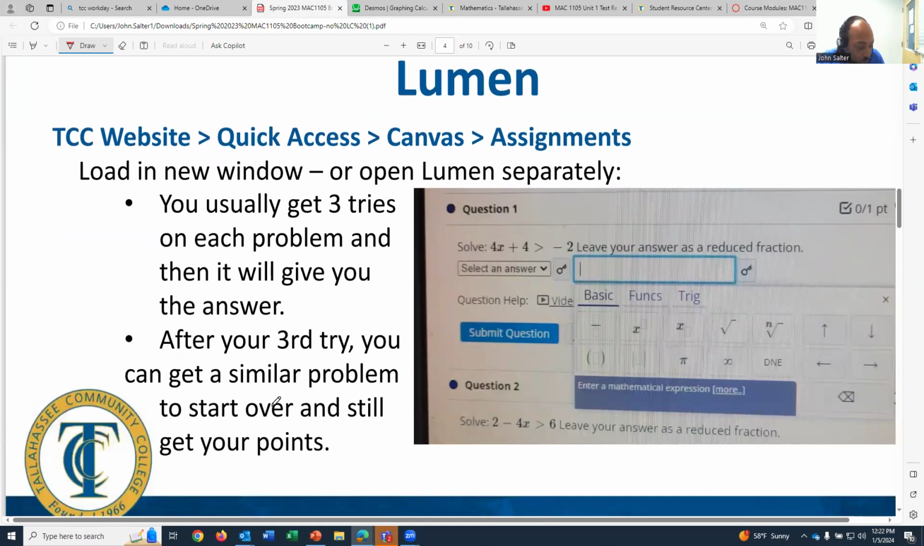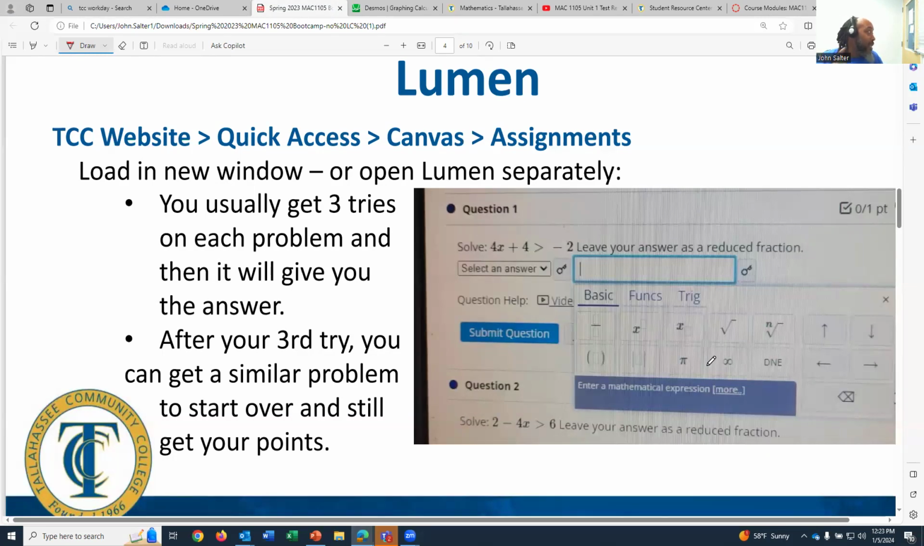Lumen. Lumen is the platform or the website specifically where your homework is going to come through. Like we just showed you where the modules were, where it said the assignment. What's going to happen is during that assignment, there will be a link and it will take you to something that looks just like this. Please notice that, much like a calculator, there are different function buttons to help you answer the problem.